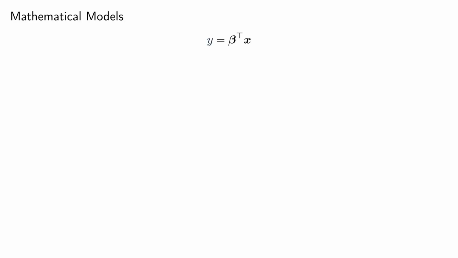Here, y is the value that we want to predict. The vector x contains the input features, and the vector beta contains the weights learned by the model. Their inner product produces a single predicted value. In this example, y is the house price. The equation is a model of the relationship between house price and features.